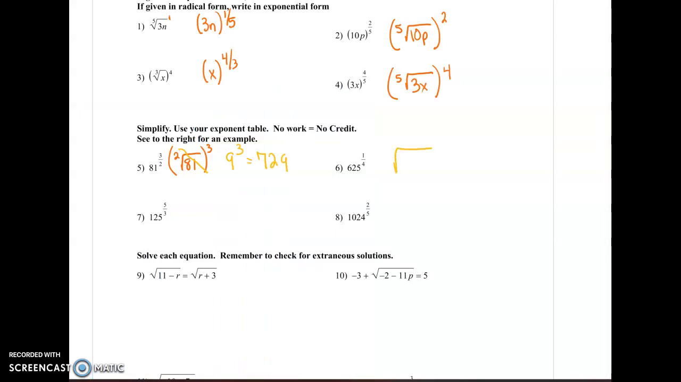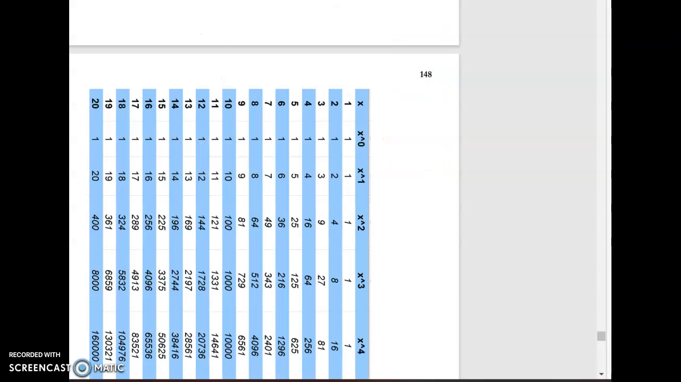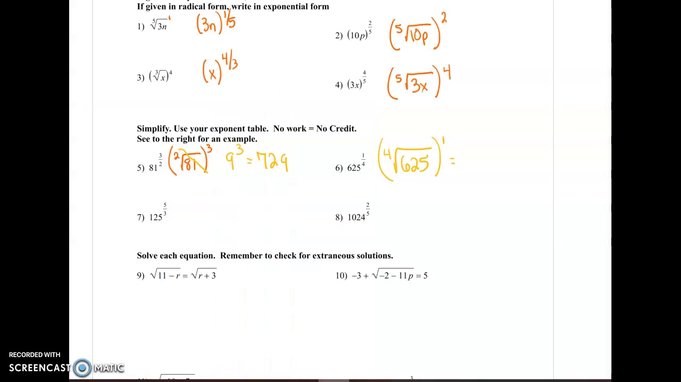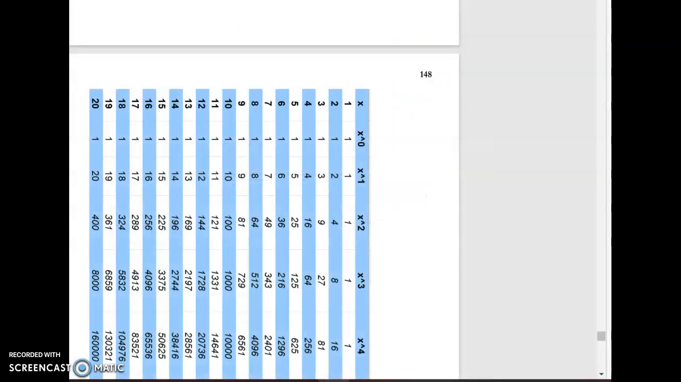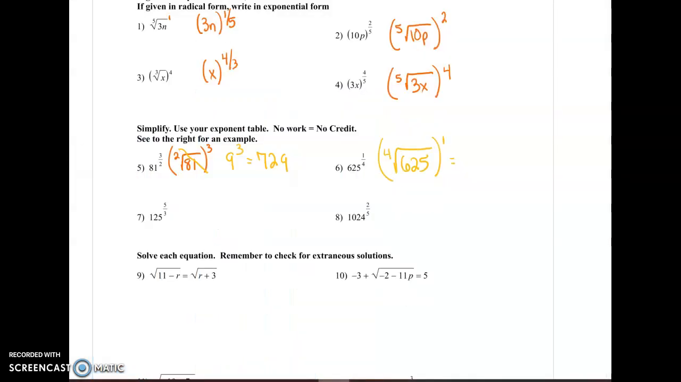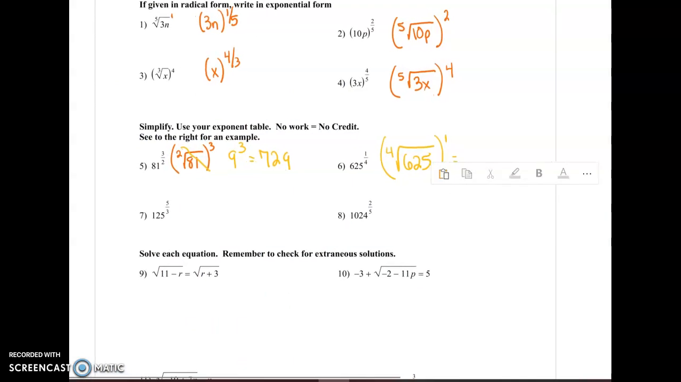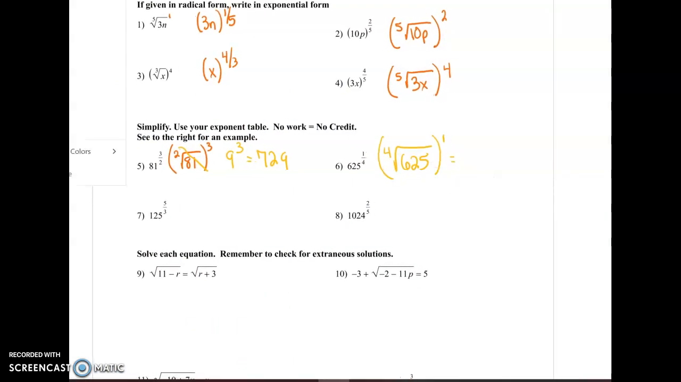So on the next one, 625, I'll take the 4th root of that and take all of that to the 1st power. Using my exponent table, again, I would look for my 4th column. X to the 4th, I'd scroll down until I see the number that I need to see, which again is 625. And then once I find 625, I can go back over and I'll realize that it's 5. And then 5 to the 1st power is 5. Very temperamental, let's try a different color.